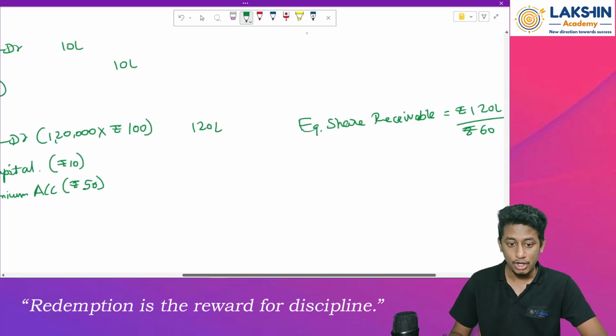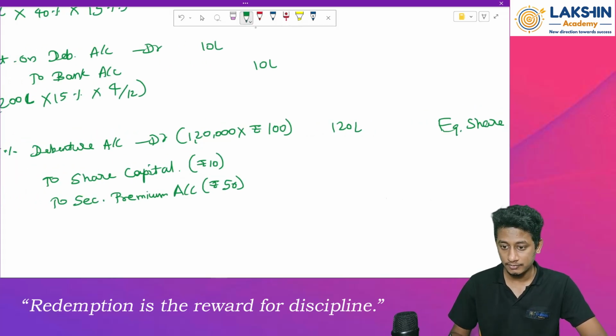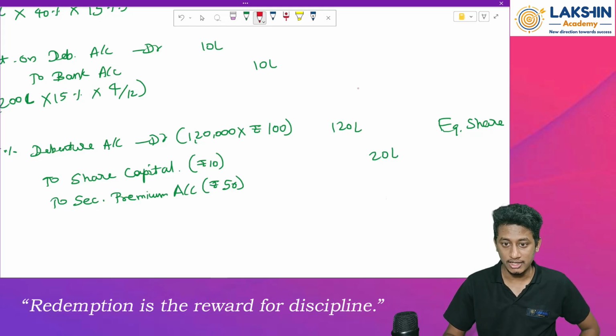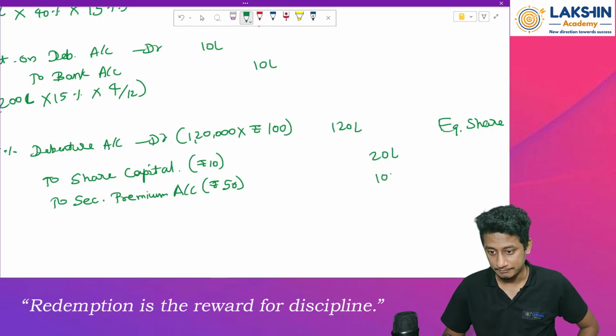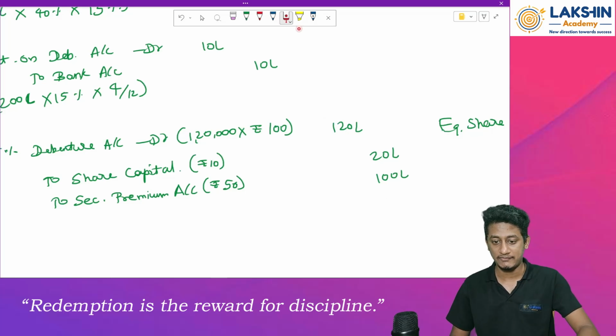Now 2 lakh into 10 will be rupees 20 lakhs. Then 2 lakh into 50 will be rupees 1 crore, so 100 I can write. Is it matching with 120? Yes. So that means our entry is perfect.